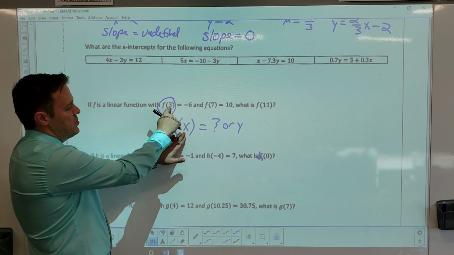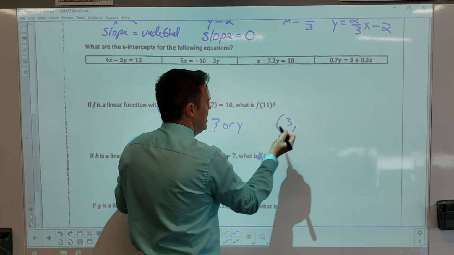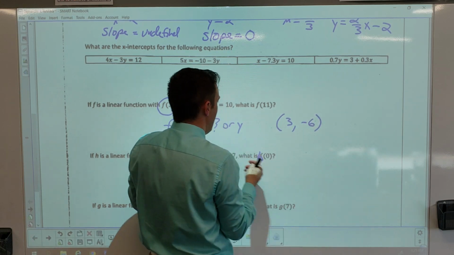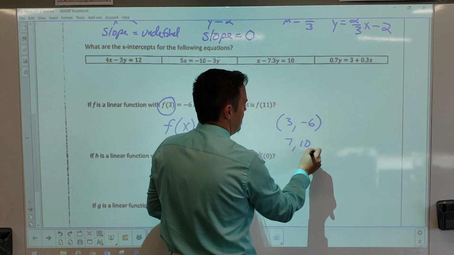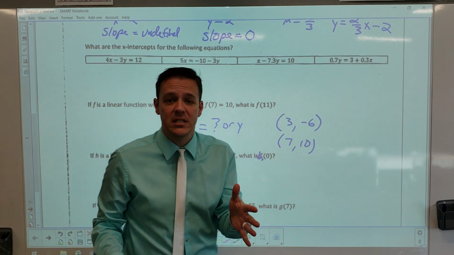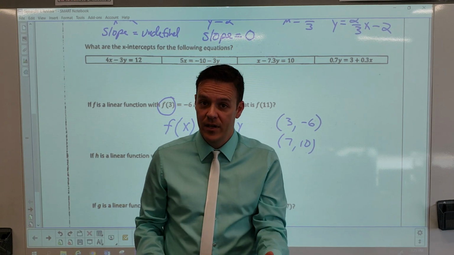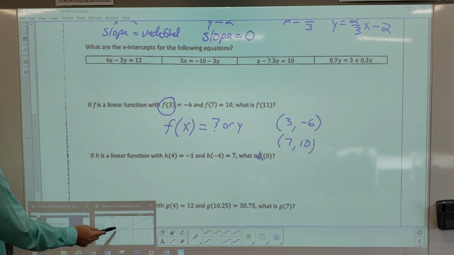If I don't have an x anymore, I have a 3. Guess what my point is? My point is a 3. And then the answer is going to be negative 6. So I have 1 point, and then what's my other point? It's going to be 7, 10, right? Those are your 2 points. If you have 2 points, what can you do with Desmos? Graph it. It'll give you the line. So, ladies and gentlemen, let's graph these 2 points, okay?